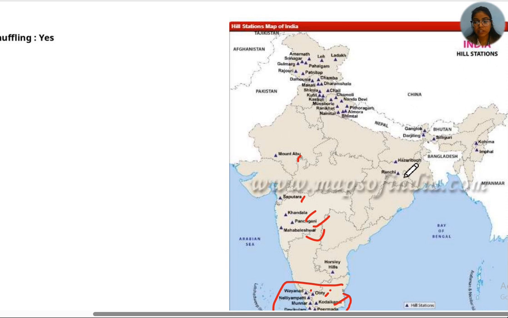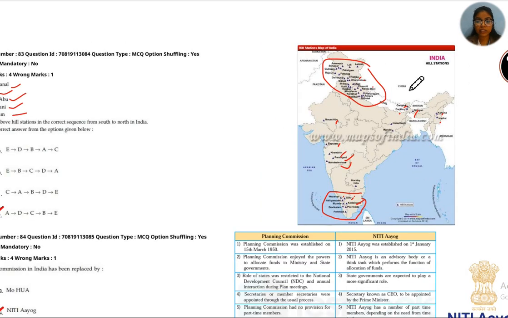stations. Okay, on the right-hand side you have Gangtok, Darjeeling, Siliguri, Kohima, Imphal. But most of the hill stations are in the northern side, right? In which Chamba, Dharamshala, Nanda Devi. So these are some examples of hill stations in the northern part of India.